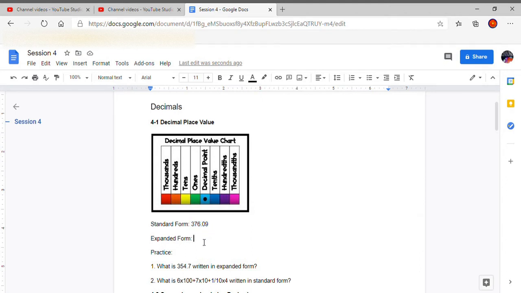That would be 3, because there's a 3 here, times 100, because it's in the hundreds place, plus 7 times 10 plus 6 times 1. Now we can skip the tenths because there's a 0. And you can go on to 9 times the hundredths, which would be written in fraction form as 1 over 100. So that's the expanded form, but in decimal form, it would just be 0.01. That's what 1 over 100 is equal to.